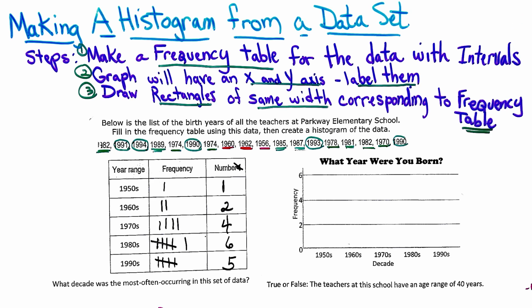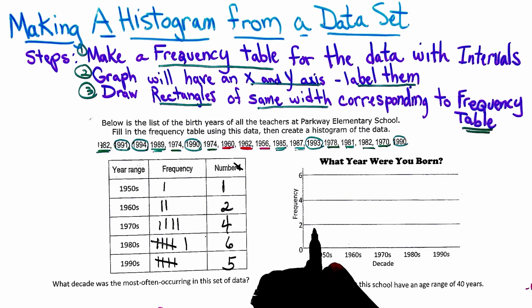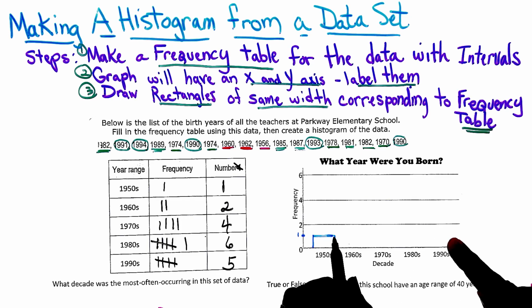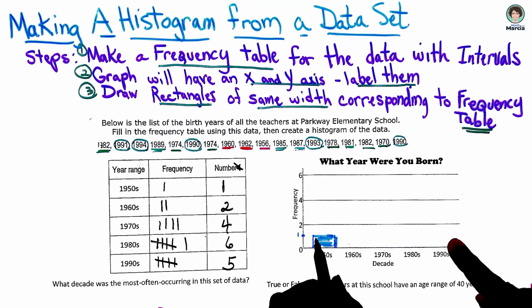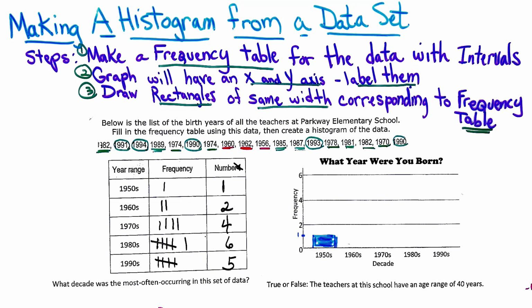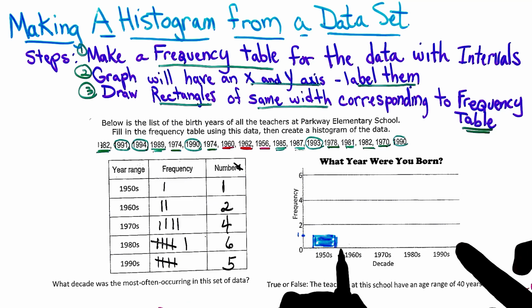All right, I'm going to do this in blue. I'm going to my 50s, which is right here, and I see I have a 1. So when I have a 1, remember, it's kind of like right here, I'm going to draw my rectangle right there, representing my 1. I think I'll even bring that over a little bit more. Okay. There it is. So now for the 60s, we actually have 2.